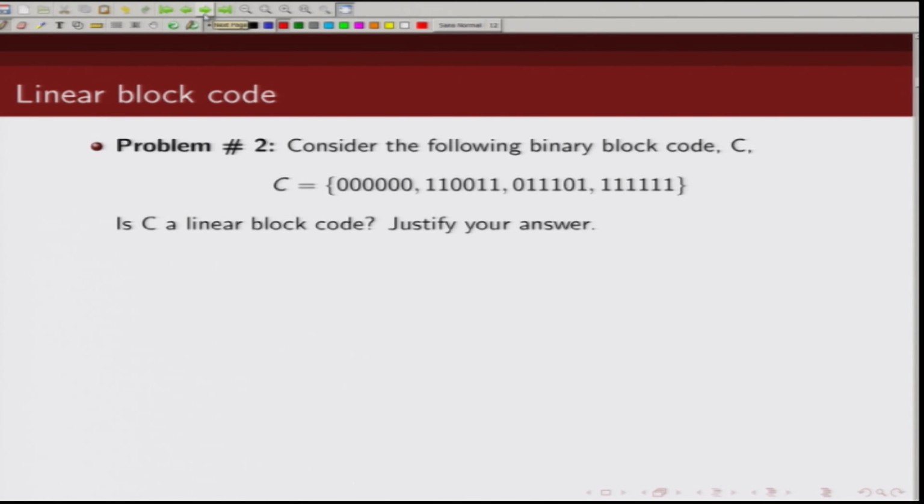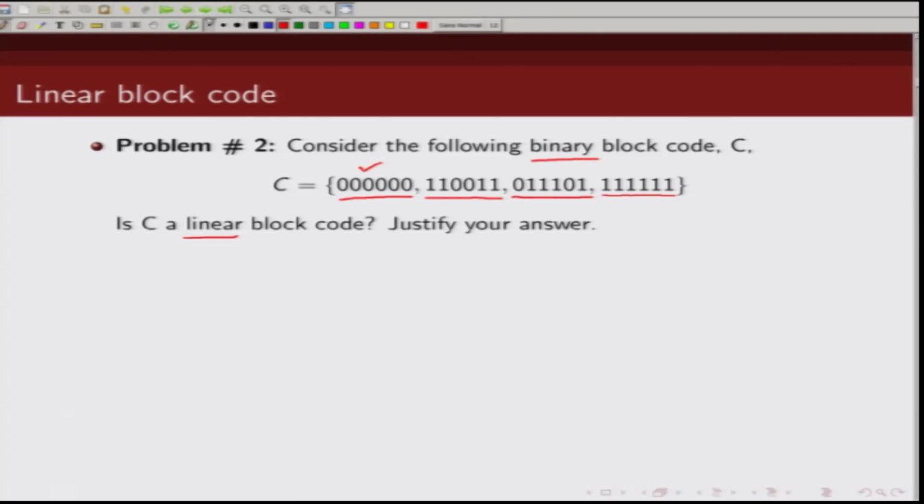You are given a set of code words, and these are binary code words: the all 0 sequence, 1 1 0 0 1 1, 0 1 1 1 0 1 and the all 1 sequence. And the question that has been asked is: is this a linear code? Now, what do we know about a linear code? A linear code should have the all 0 code word, which this code has, and the sum of any 2 code words is also a valid code word.